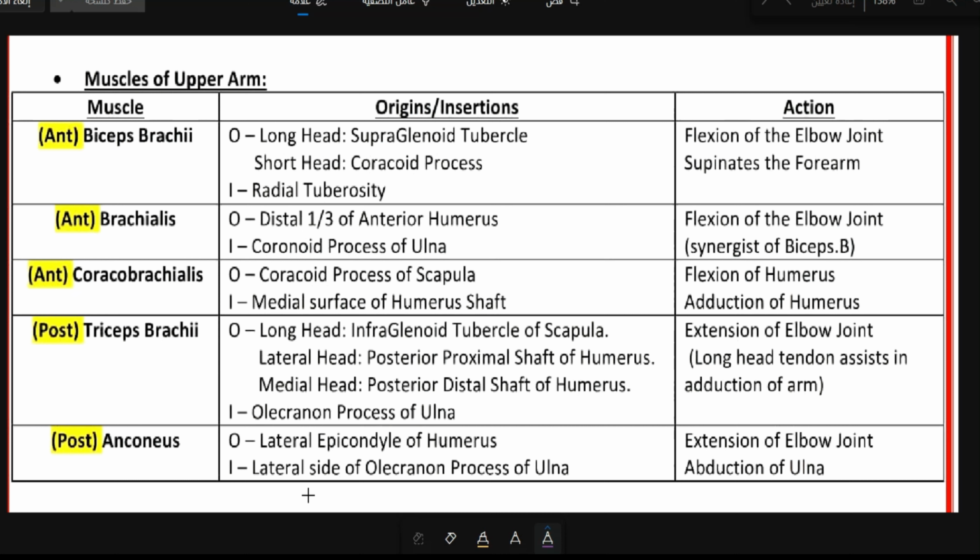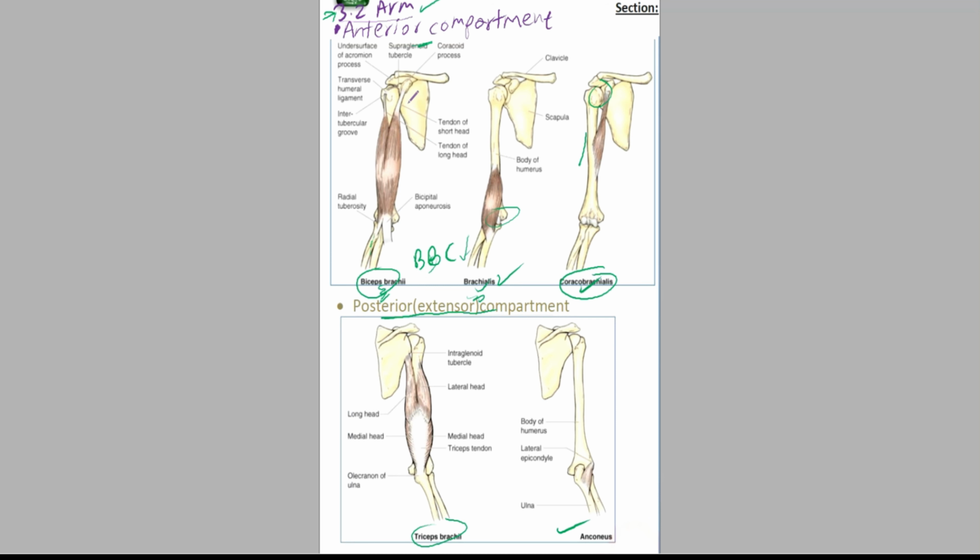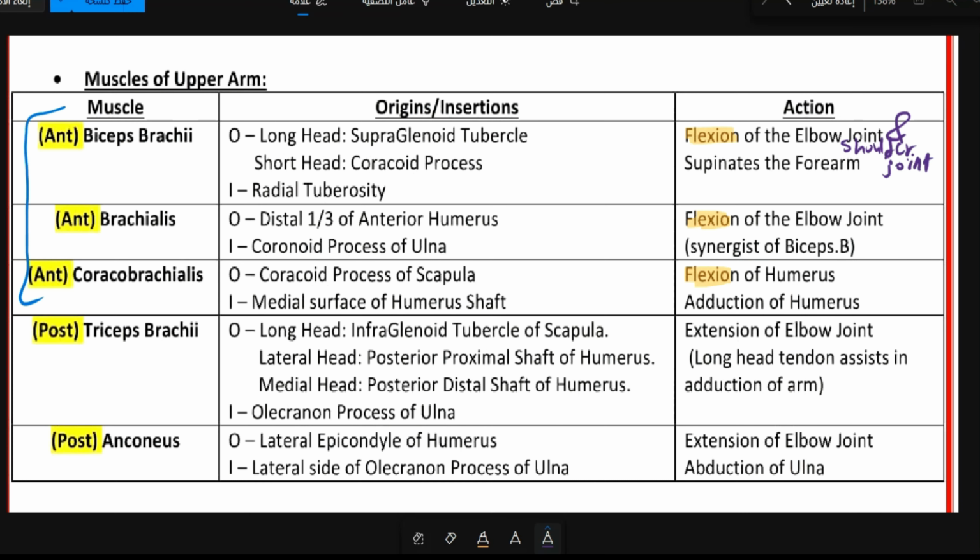Here is a table if you find it hard to know the origins and insertions just from the figures. All the three anterior muscles can do flexion depending on the joint they pass over. The biceps brachii passes over the shoulder as well as the elbow joints. You can write this table down. Either the triceps brachii and the anconeus do extension of the elbow joint. That's it for the arm muscles. Let us have a quick Arabic summary.